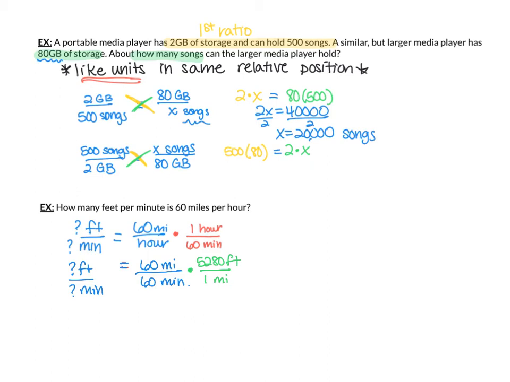And now I can do my math to simplify this. And 60 over 60 is 1, so I get 5,280 feet per minute, which is what I was looking for, equals 60 miles per hour. So unit conversions is also another place where we use the idea of proportions and ratios.